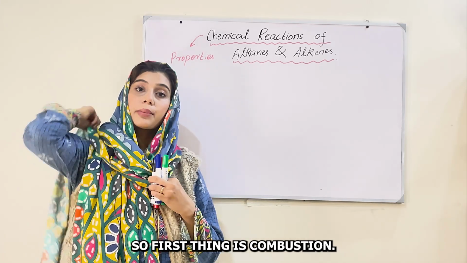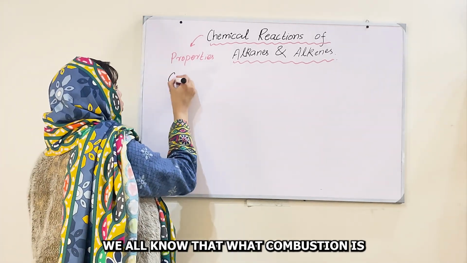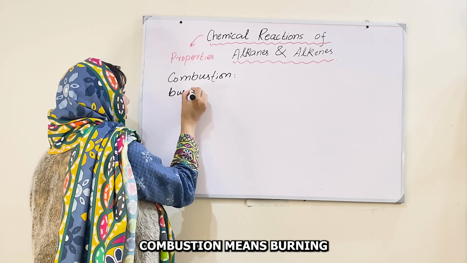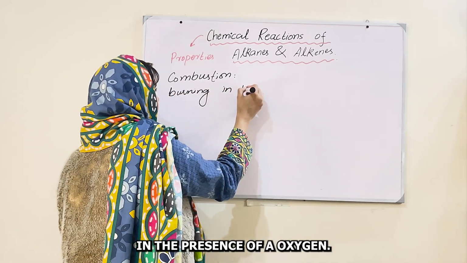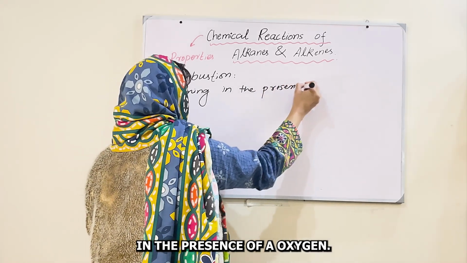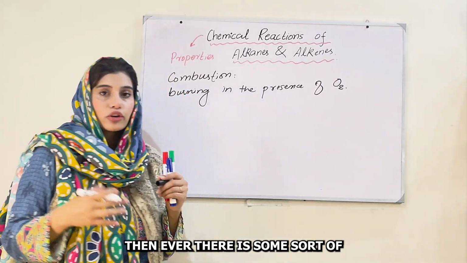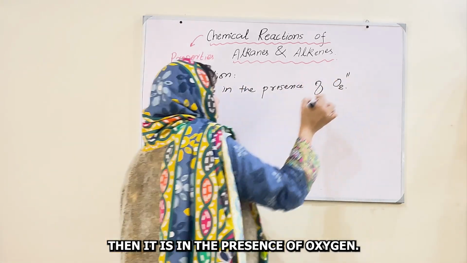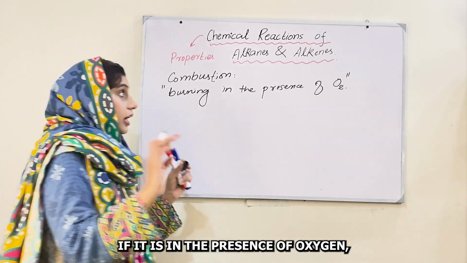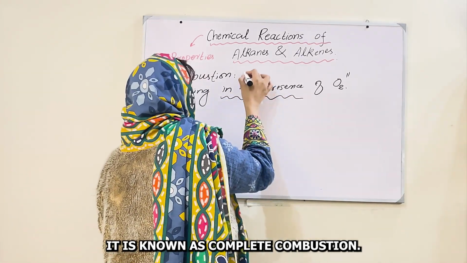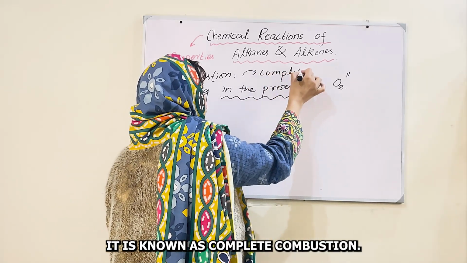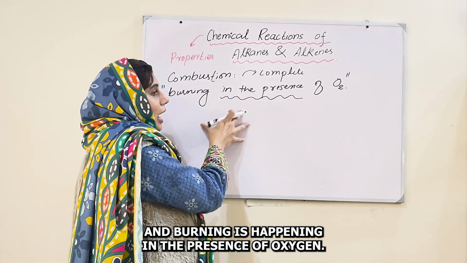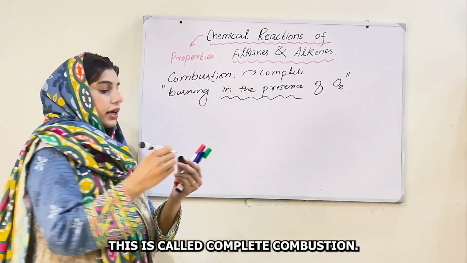So the first thing is combustion. We all know what combustion is. Combustion means burning in the presence of oxygen. Whenever there is some sort of burning, where heat is being produced, it is in the presence of oxygen. This is called combustion. If it is in the presence of oxygen, it is known as complete combustion. Clear? If combustion is occurring and burning is happening in the presence of oxygen, this is called complete combustion.